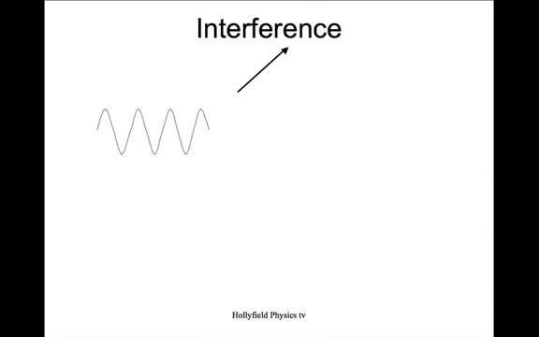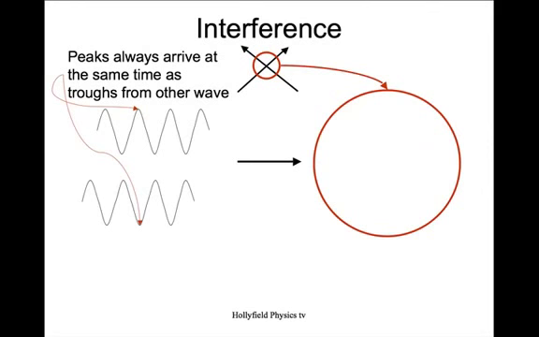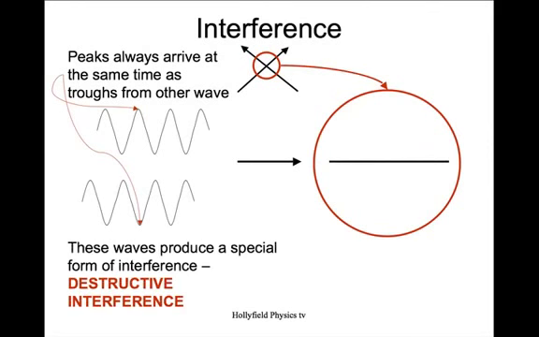Let's have a look at these two waves. Now, as you can see, there's a difference here. Each time a peak arrives in the top wave, it's being met by a trough in the bottom wave and vice versa. And this time we'll end up with no wave at all. And this really is a special case of interference. This is called destructive interference.